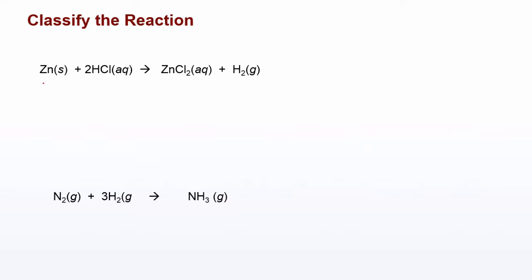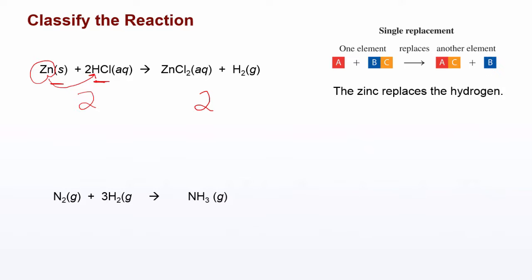So in this one, we've got zinc. It's a solid, and then we've got hydrochloric acid here. So we've got two reactants. And then in the products, we've got zinc chloride and hydrogen gas. So we've actually got two products here. So we're not combining and we're not decomposing. So see if there's any switching of places going on here. And there is. The zinc is replacing that hydrogen. So do you remember what that would be called? That's going to be a single replacement reaction.